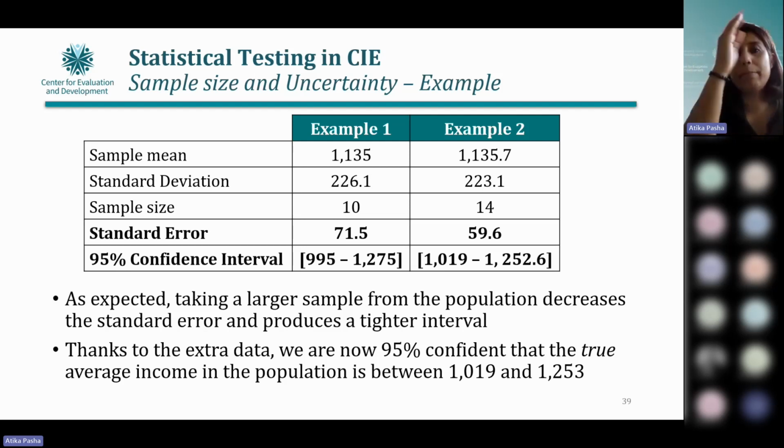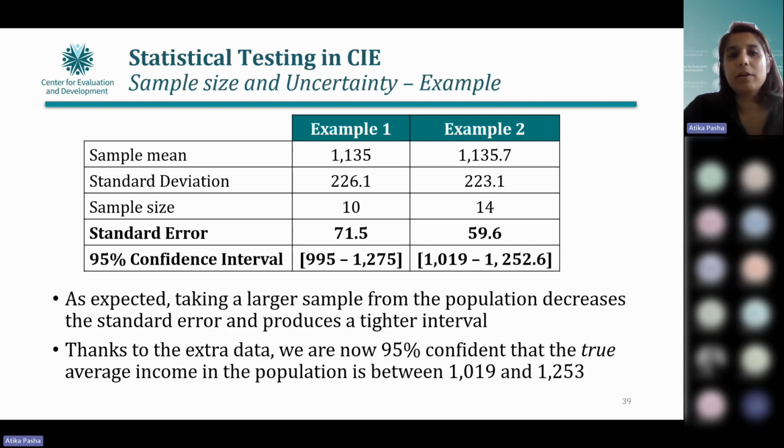So let's compare the 2 examples that we have, right? Our sample mean was 1,135 in the previous case. Now it's increased by 0.7 units and it's become 1,135.7. Our standard deviation here is lower and our sample size has become higher. What this means is that our standard error has reduced, first because of the decrease in the numerator and an increase in the denominator.